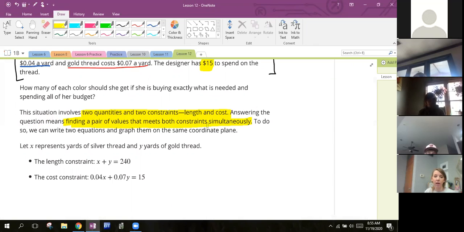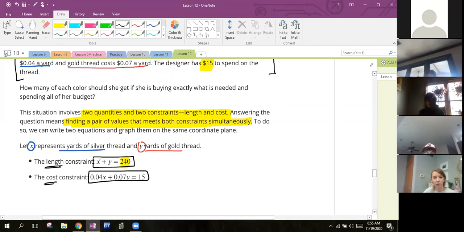So to do so, we can write 2 equations and graph them on the same coordinate plane. We're going to let X represent yards of silver, and we're going to let Y represent yards of gold. And that's what they've done right here for us. This is for the length constraint of the 240 total yards, and this is for the cost constraint for the 15 total dollars that we have to spend. Okay, so that is our system of equations.